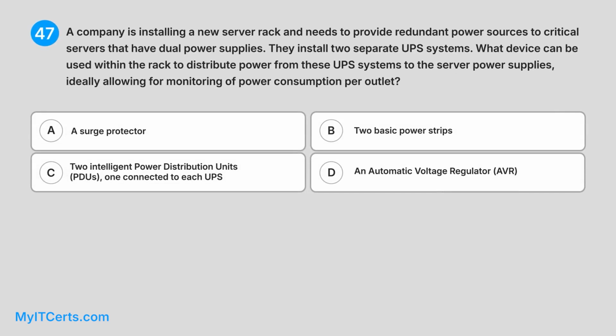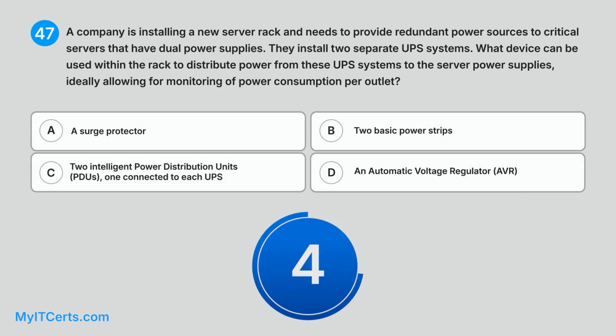47. A company is installing a new server rack and needs to provide redundant power sources to critical servers that have dual power supplies. They install two separate UPS systems. What device can be used within the rack to distribute power from these UPS systems to the server power supplies, ideally allowing for monitoring of power consumption per outlet? A. A surge protector. B. Two basic power strips. C. Two intelligent power distribution units, PDUs, one connected to each UPS. D. An automatic voltage regulator, AVR. Can you guess the answer?